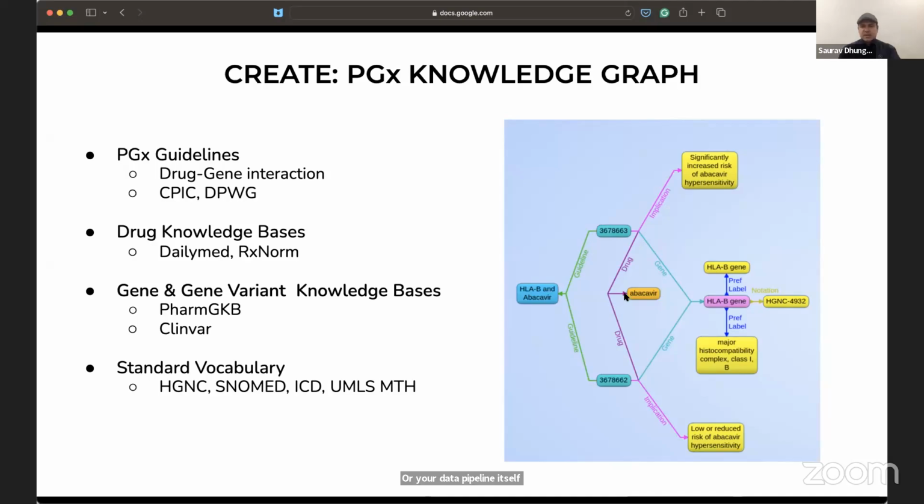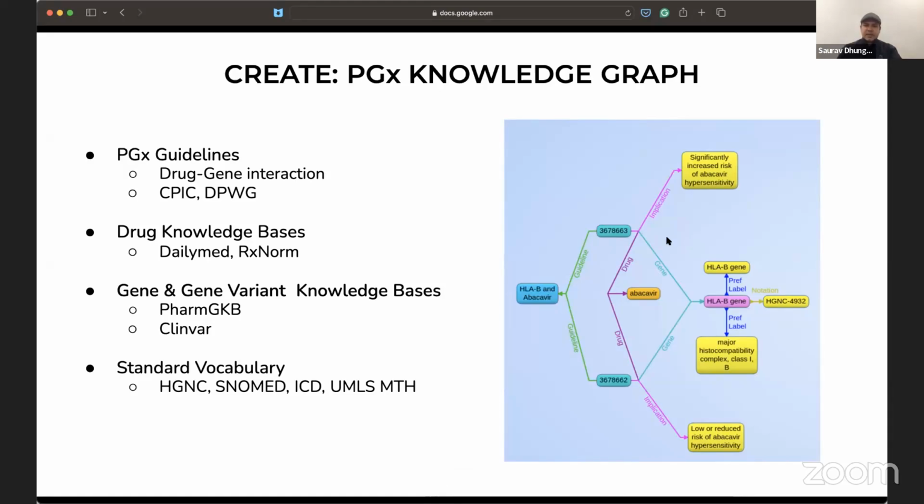The screenshot on the right shows a glimpse of the knowledge graph we built for a particular pharmacogenomic guideline. So this guideline is for the HLA-B gene and the abacavir drug, which then links to different recommendations and genes across different data sources. And we are also heavily leaning on UMLS, which is widely used in the healthcare domain, as the underlying vocabulary that all other data sources can link to.